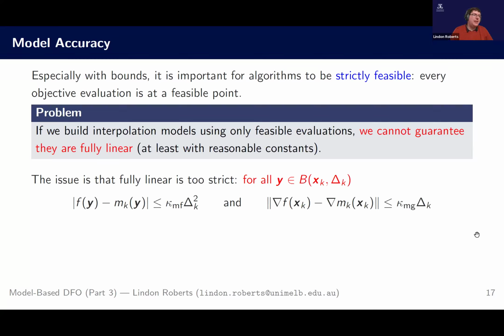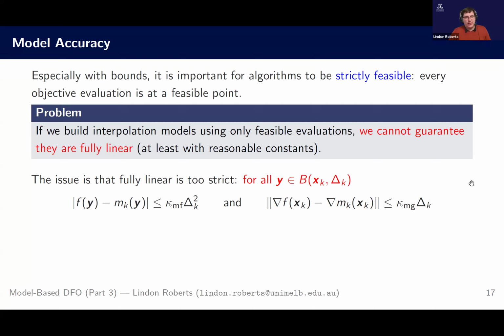What happens basically is that your fully linear definition is too strict. What we ask for are these two error bounds. The error between our function and our model is order delta squared. The gradient error is order delta. And this error bound in the function values holds for all points inside the trust region. Now, this is too strict. This is what we can't achieve.